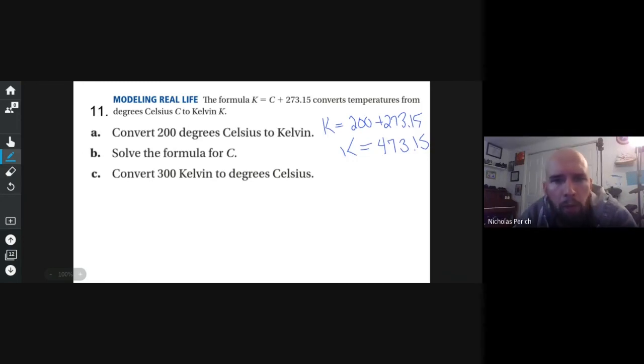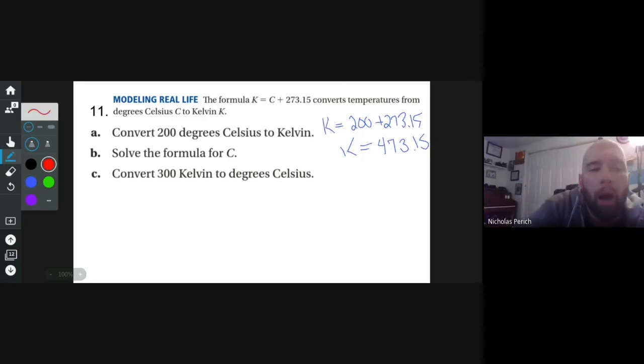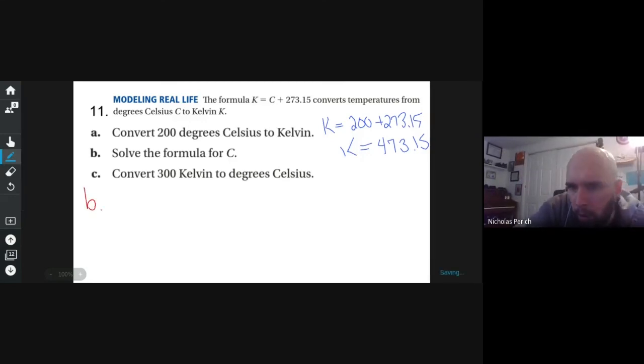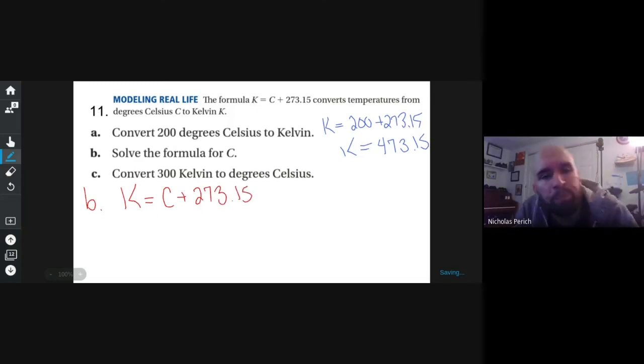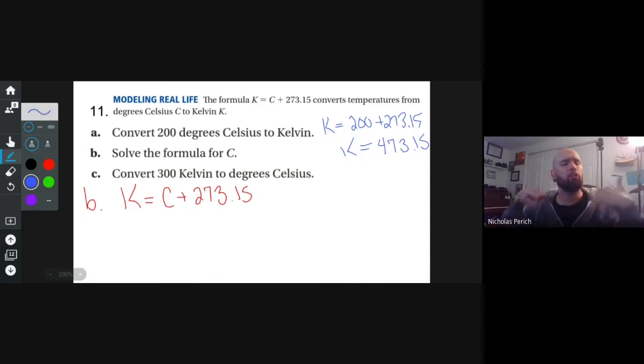A was just fine. Solve the formula for C. That's where it gets tricky. That's where they're trying to get you. So I'm going to rewrite the original equation down there. K equals C plus 273.15. What I need to do is I need to solve for C. Is C all by itself? No. What's in the way? That pesky 273.15 number. So I have to get rid of that number that's just floating around.